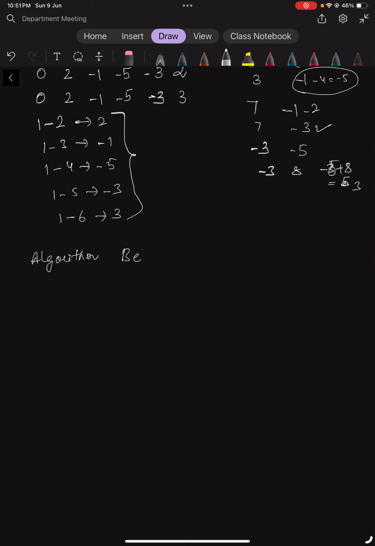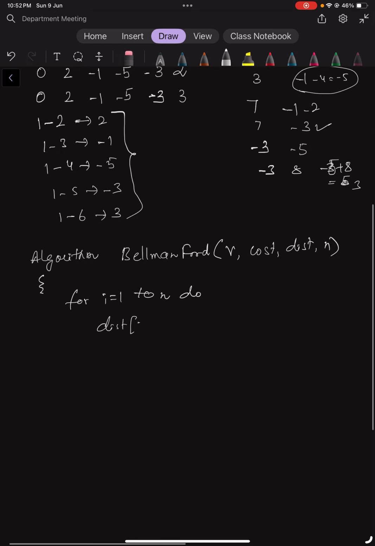Bellman Ford, and we have V, that is the source vertex, and this is the cost. Okay, and this is the distance array, and n is the number of vertices. Now what we are going to do is, first we are going to take the distances. So for that we are using one for loop, for I is equal to 1 to n do, distance of I is equal to cost of V comma I.